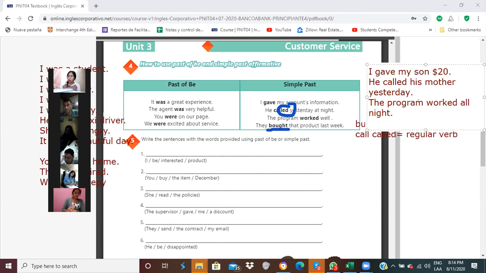Okay, the next one, they bought. They bought a turkey for Thanksgiving. Please copy the examples in your notebook.